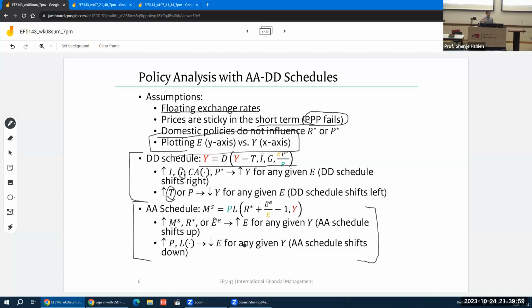because we're changing a parameter that's not on the axis. So MS is not on the axis, R star, E, all these parameters are not on the axes. It's not E, it's not Y, and so the AA schedule has to move up and down.